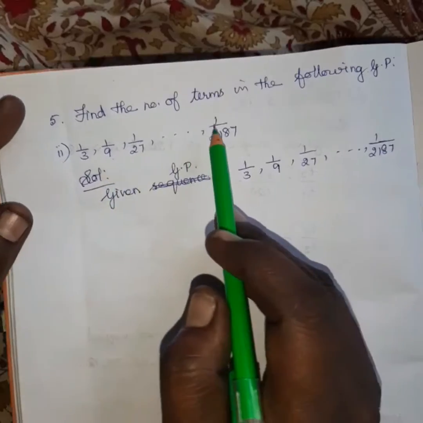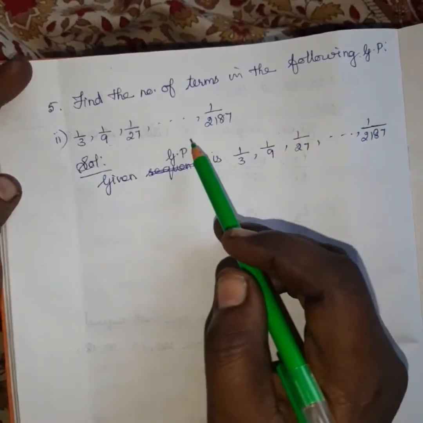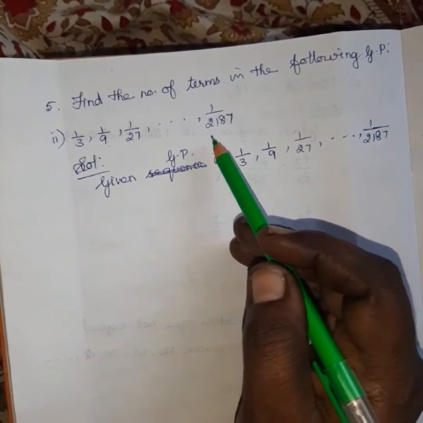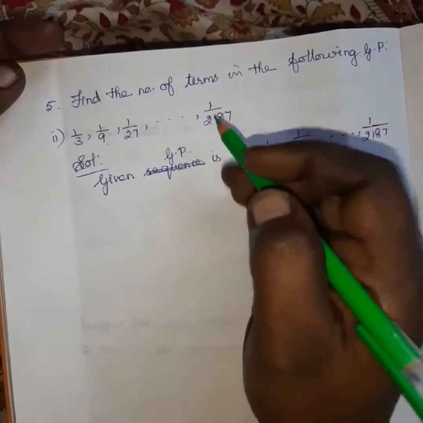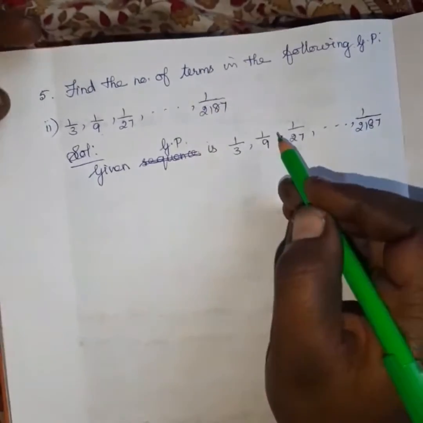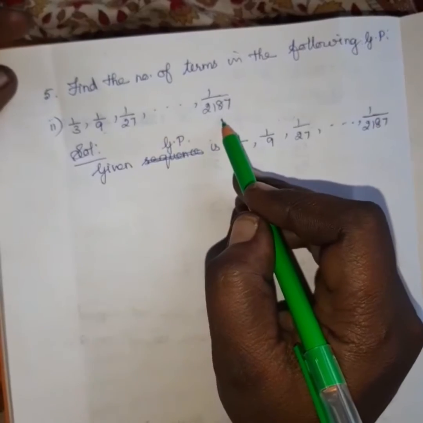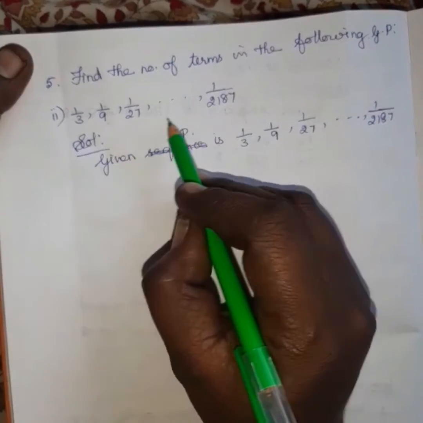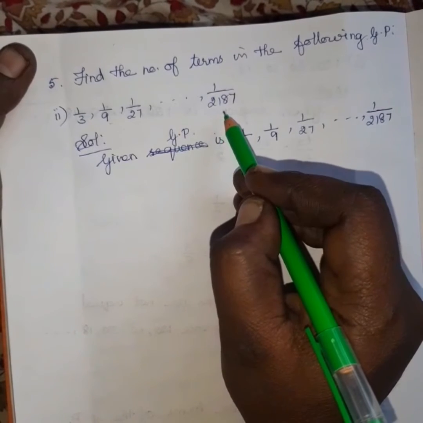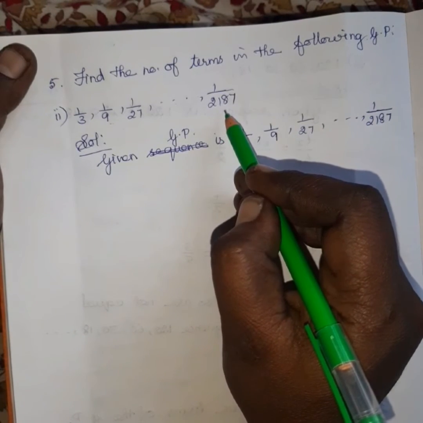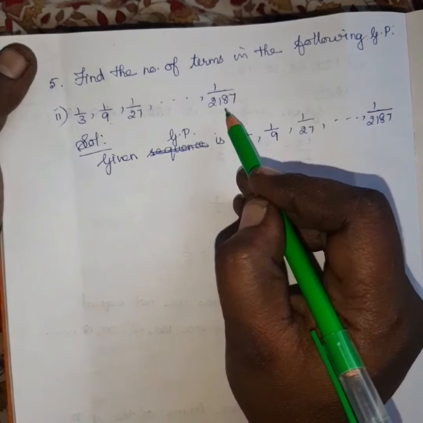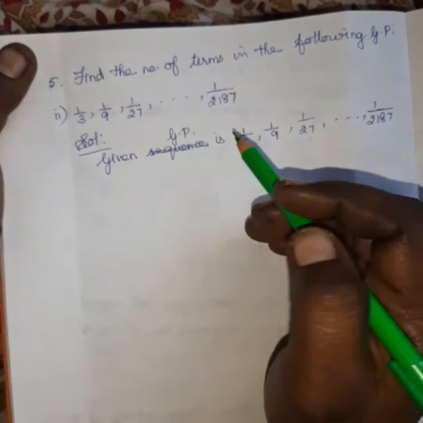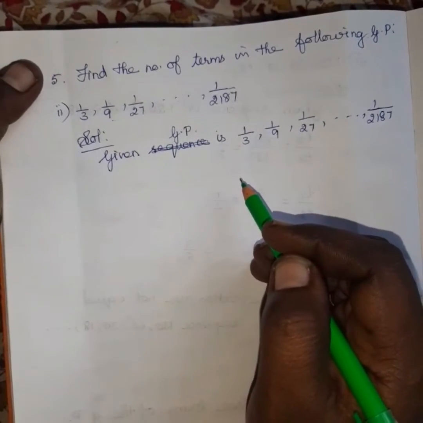Find the number of terms in the following GP. Okay, how many terms are there? This is a finite GP. In the last we did not put etc. Okay, we put the etc and we have written the last term. So according to this sequence, we have some finite number of terms. Since we got the last term, we have a finite number of terms. So in this sequence, how many terms we need to find out?